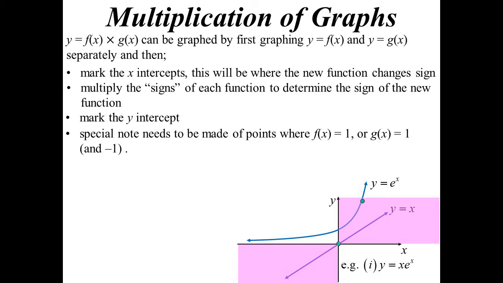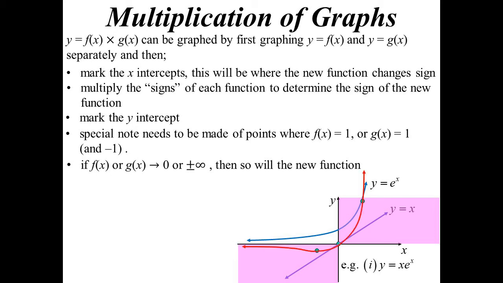Similarly with negative 1. When y equals x is negative 1, well, this time it won't go on the exponential because I'm multiplying by a negative amount. But it'll go the same distance below the x-axis as it was above the x-axis. Okay. If f of x or g of x approaches 0 or infinity, then so will the new function.